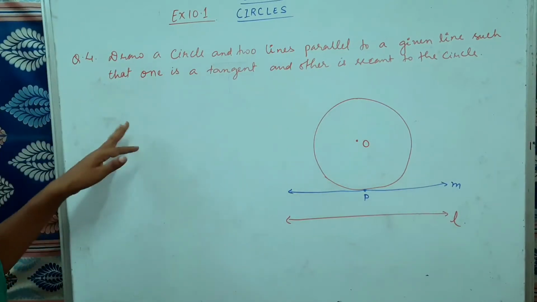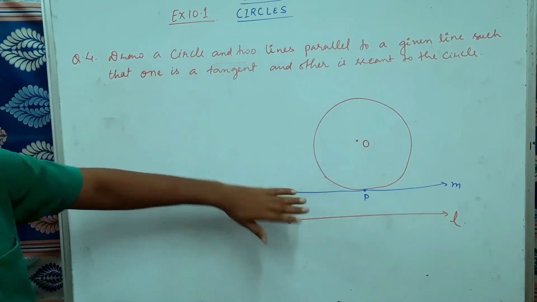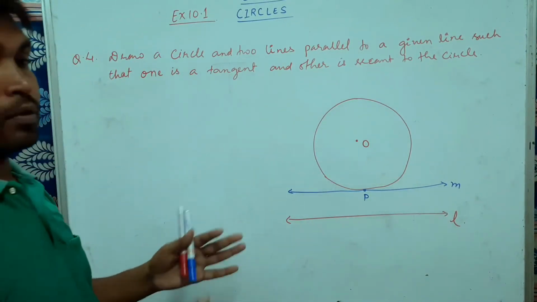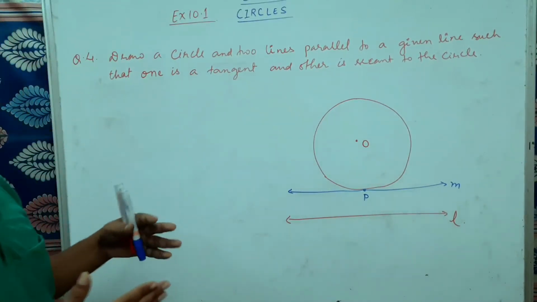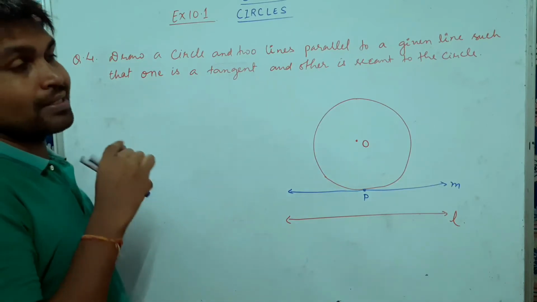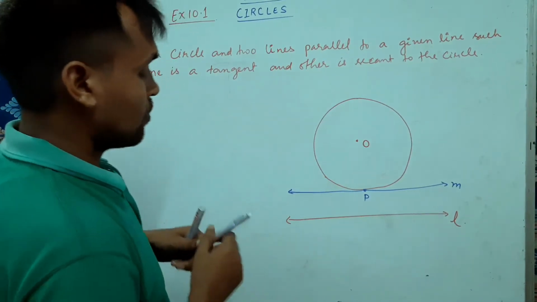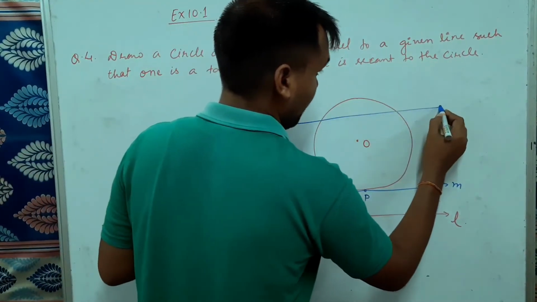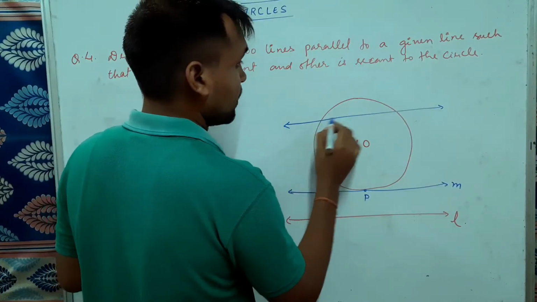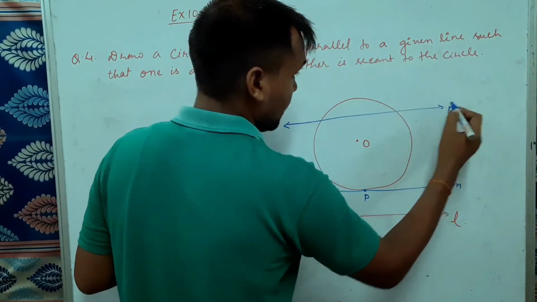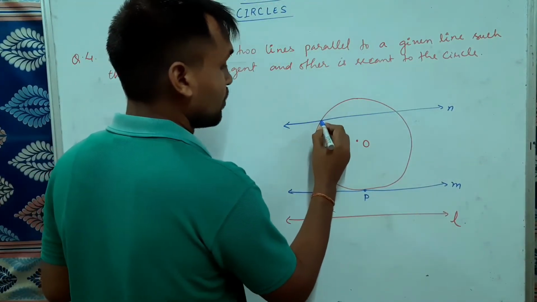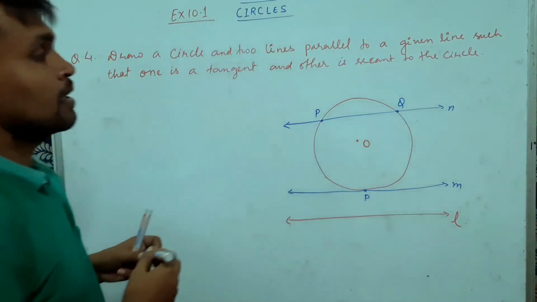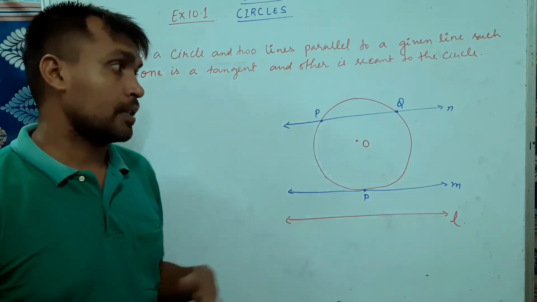Now the second one. They have said one is tangent, so done, and the other is a secant to the circle. Secant means what? I have told you a little bit earlier that a secant is nothing but a line which intersects the circle at 2 points. So let's draw that secant. Suppose this line is named N and the intersecting points are P and Q. So this is the required diagram which they were asking us to draw.